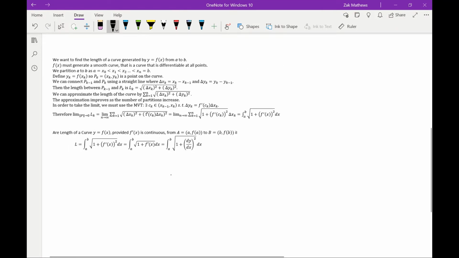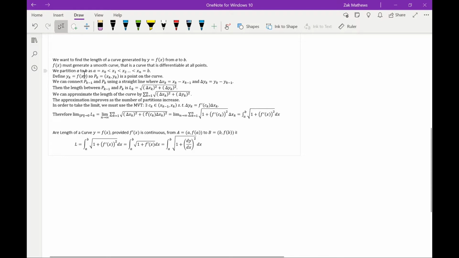Alright, so let's think about this. Let's get this a little bit more formally written down. We want to find the length of this curve generated by y equals f of x from a to b. We first must state that f of x must be a smooth curve. It must be differentiable. That is the key. If we're going to do this, it has to be differentiable, so it has to be a smooth curve.